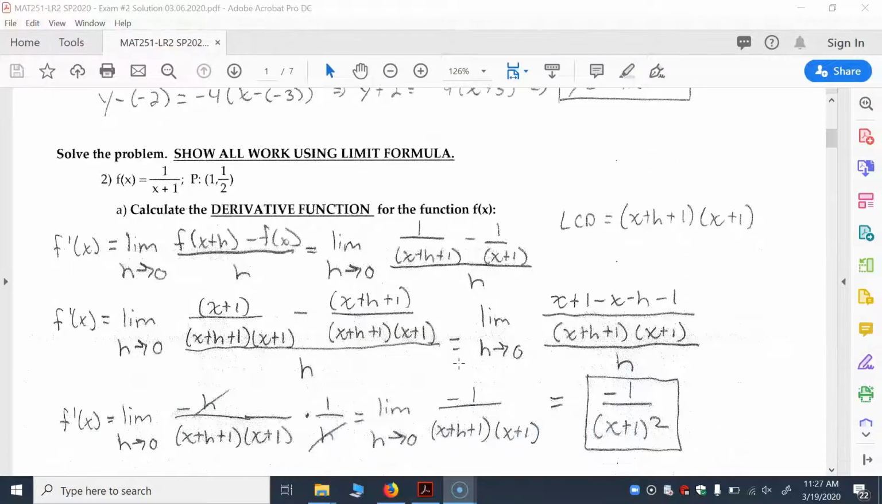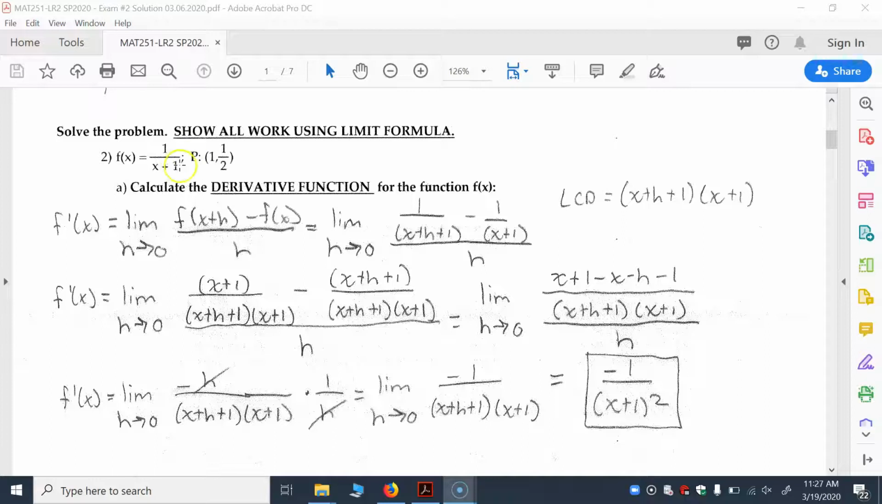In problem 2, now we have a rational expression. And here's your x and y values here. Again, I'm going to use our limit formula for the derivative function. This is f of x plus h minus f of x divided by h. Here's our LCD. So remember, we need to multiply numerator and denominator of each of these expressions by the missing factors in the denominator. So for this first term, I'm going to do x plus 1. For this term, x plus h plus 1.